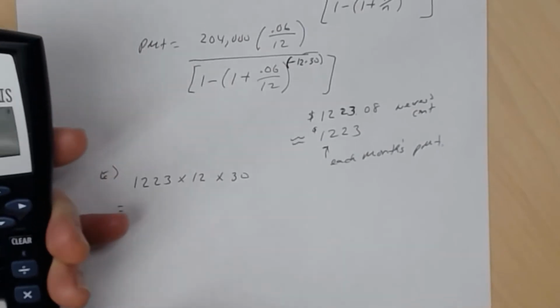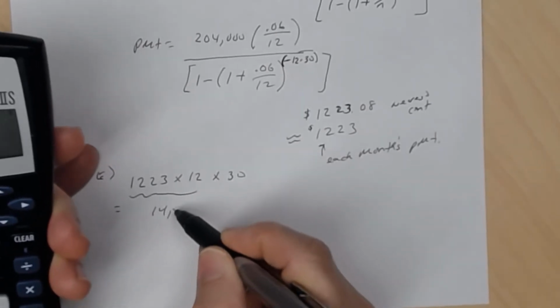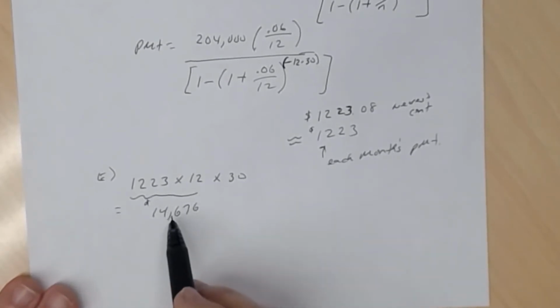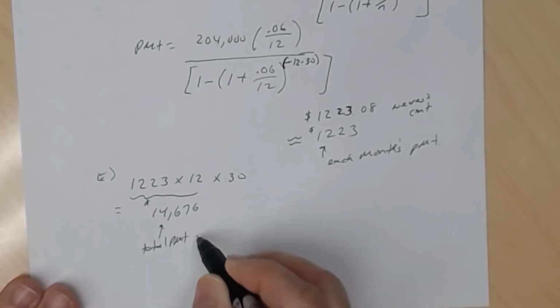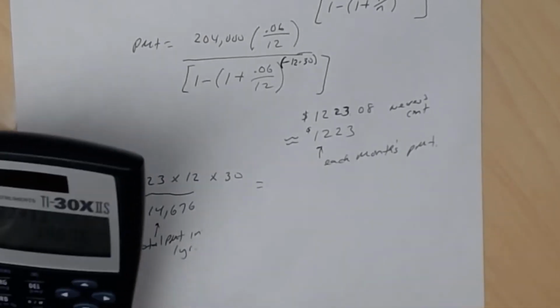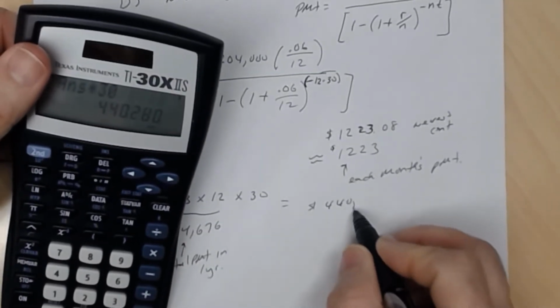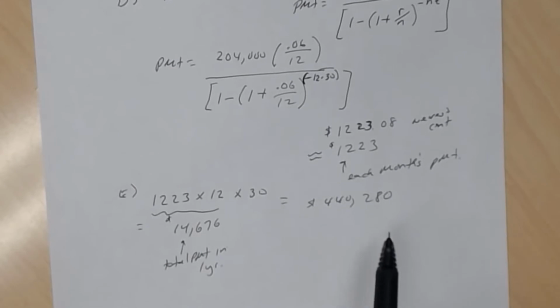If I do 1,223 times 12, see this right here? This amount, what do you think that is? What do you think this amount is right here, $14,676? Yeah, that's how much you paid in 1 year. That is the total payment in 1 year. So in 30 years, you would say times 30 now. So times 30, and you get this amount, $440,280. That is almost $500,000 over a 30-year period.